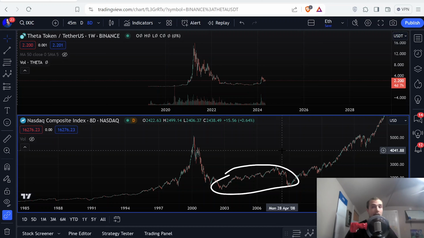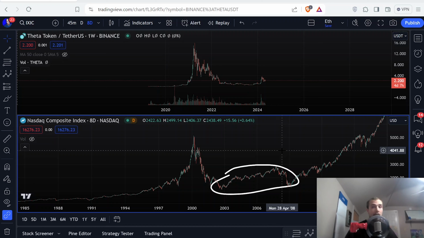So Theta token, and we're on the 5-day candlesticks here. We're going to start with the bullish flag pattern that I'm seeing. We have our resistance line going across right here. Then we have our support line coming along the bottom right here. And you guys can see that Theta is in a bullish flag pattern.